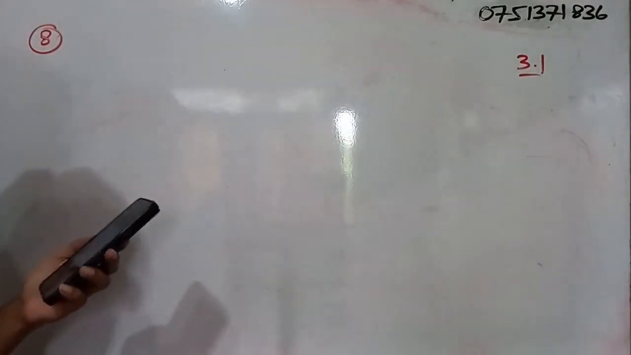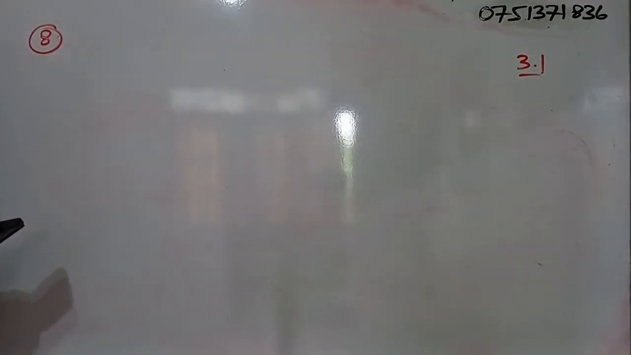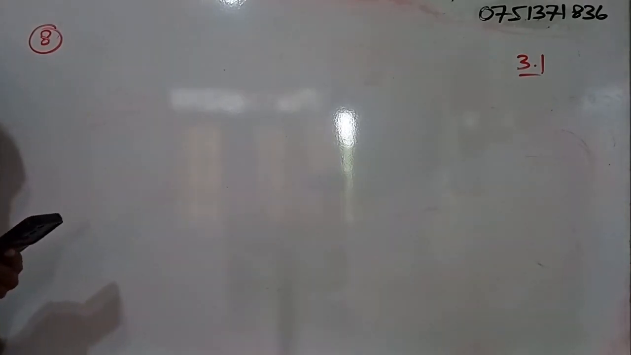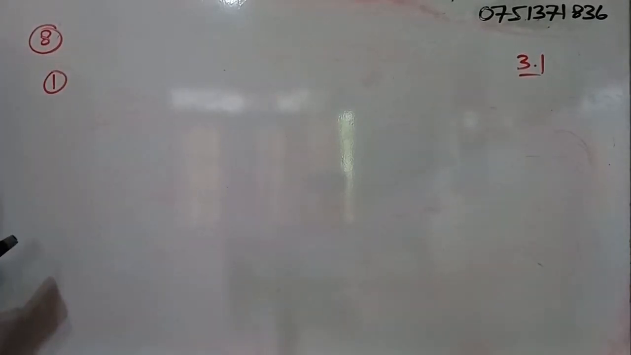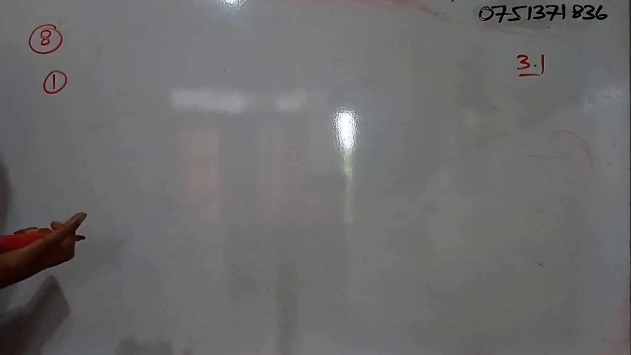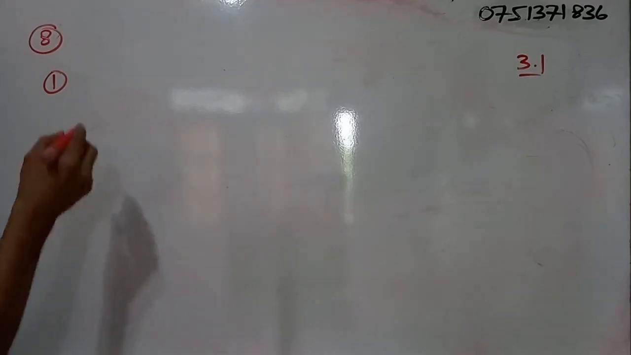Right, exercise 3.1, under that question number 8. A piece of wire was cut into 3 equal parts. One of the 3 parts was cut again into 4 equal pieces. So under that part 1, what fraction of the length of the whole piece of wire is the length of one small piece? Here we don't know the length, no. So it has been divided into 3 equal parts. When the wire has been divided into 3 equal parts, what is the length of that one part?